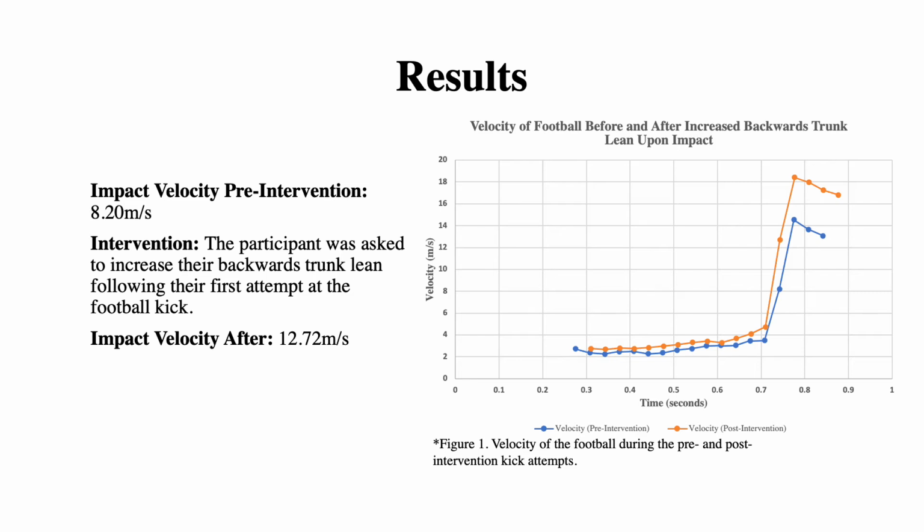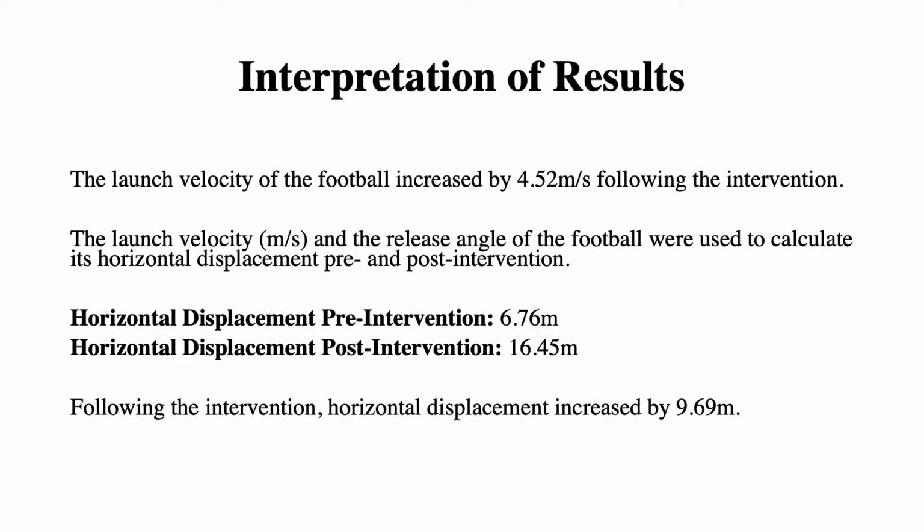Following these instructions, the participant saw a launch velocity of 12.72 metres per second in their second attempt at the football kick. By generating a greater backwards trunk lean upon impact, the subject was able to increase the launch velocity of the ball by 4.52 metres per second.